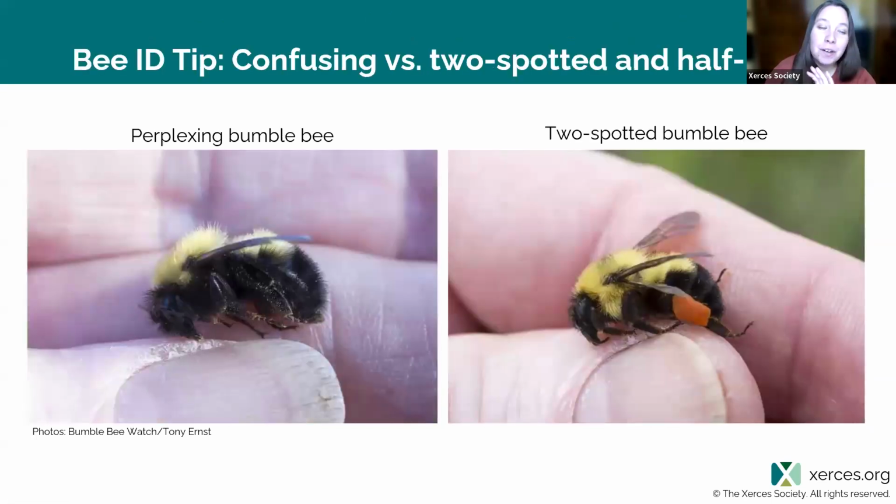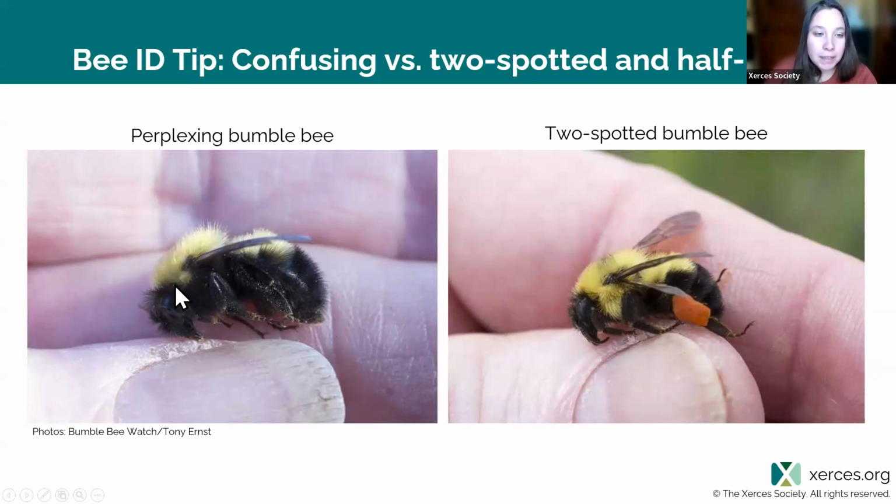I find that it's pretty hard to differentiate between Bombus perplexus and Bombus bimaculatus, the two-spotted bumblebee, on some occasions because their color patterns can look similar at first glance.